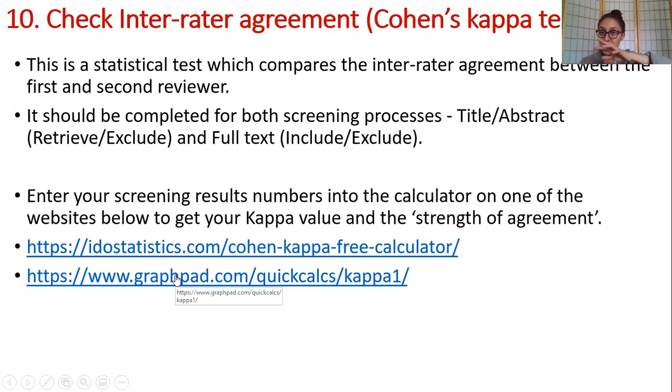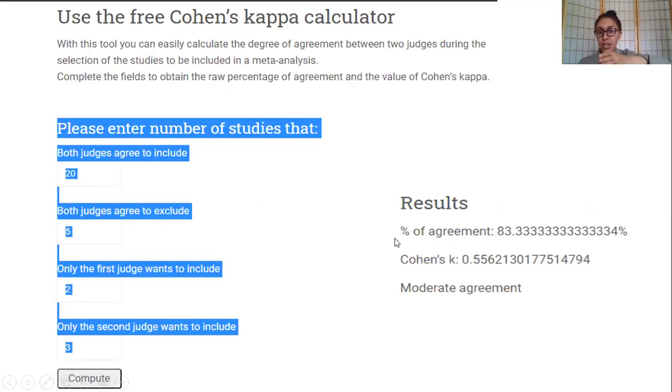Essentially, you put these numbers, the number of articles you agree, disagree, mutually and not mutually, in one of these Cohen-Kappa calculators. It is very, very simple and straightforward. You punch in those numbers of agreement and disagreement in this calculator, and then it clearly tells you the number of agreements. So 83.3% of agreement, which is called moderate agreement.